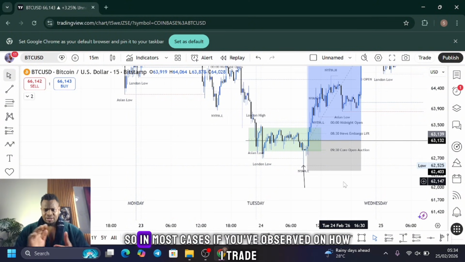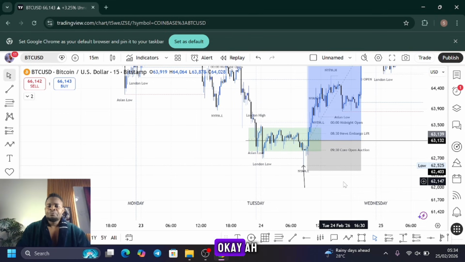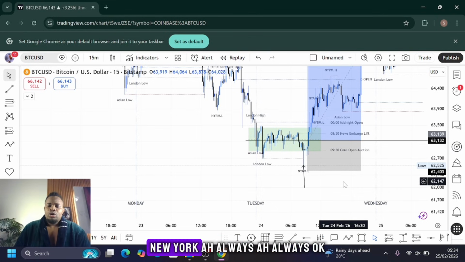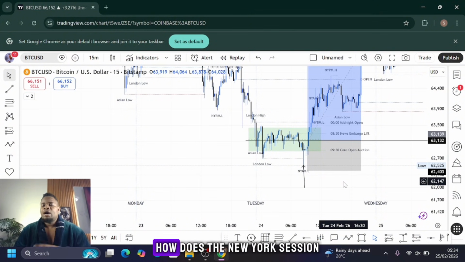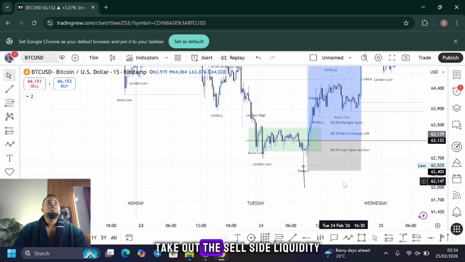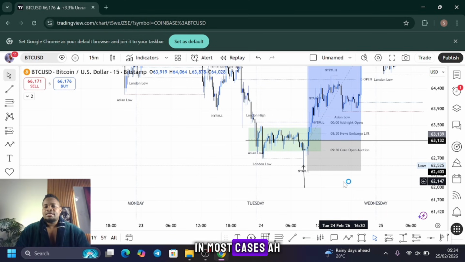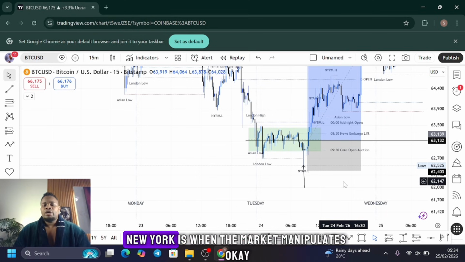It swept them using this New York candle. In most cases, if you've observed how I trade, New York always takes out the sell side liquidity. And how does it happen? How does the New York session take out the sell side liquidity? In most cases, New York is when the market manipulates.